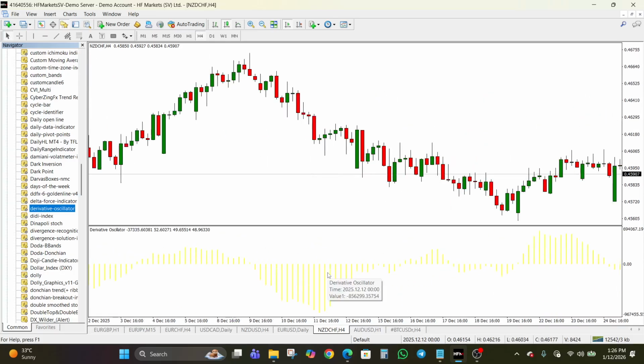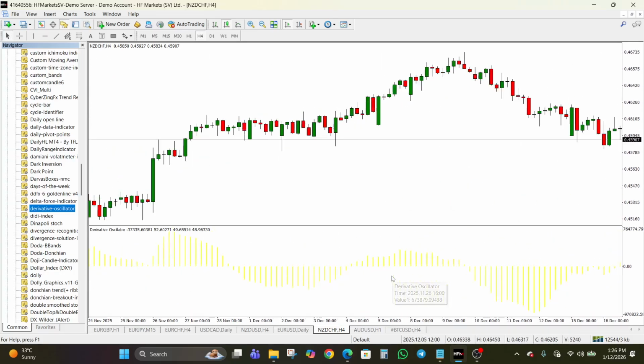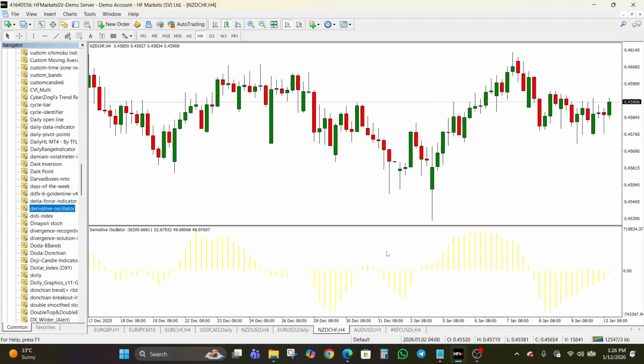As you can see, it uses a single color, but then flips above and below the zero level. So it flips to the positive side and back to the negative side, depending on the prevailing momentum at the time. When the momentum is bullish, you will notice the histogram bars flip to the upside. When the momentum is bearish, you will notice the histogram bars flip to the downside.